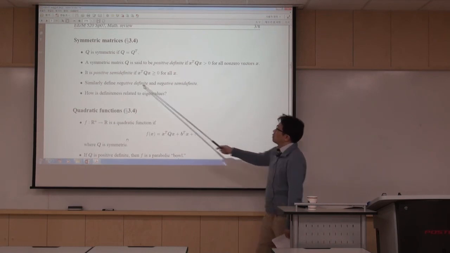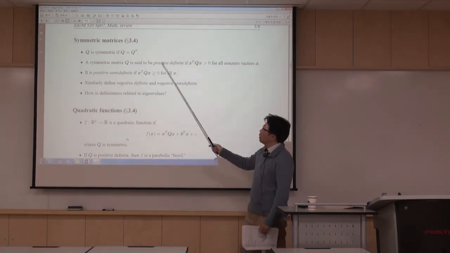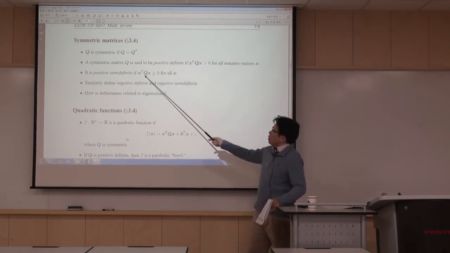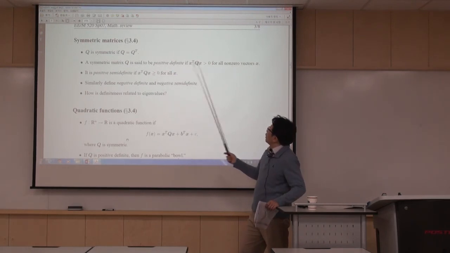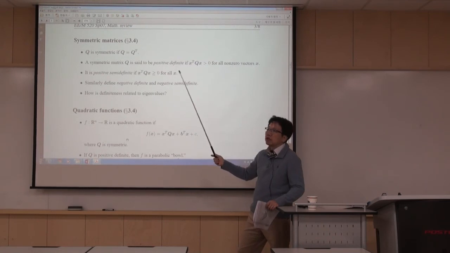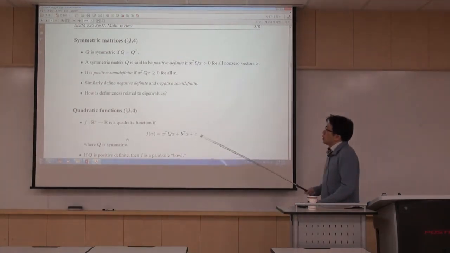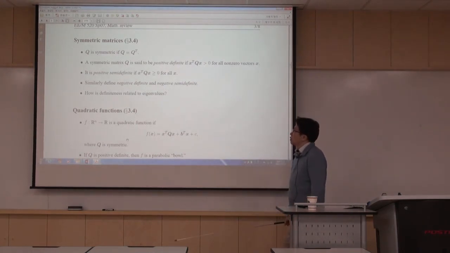Positive semi-definiteness is a little bit difficult because you cannot just extend it that way. The difference is that here you have no equality, but here you have equality. And here all non-zero vectors, and this may include zero vectors. But you may say all non-zero vectors, it doesn't matter. Anyway, you can similarly define negative definiteness and negative semi-definiteness. So you read this part.